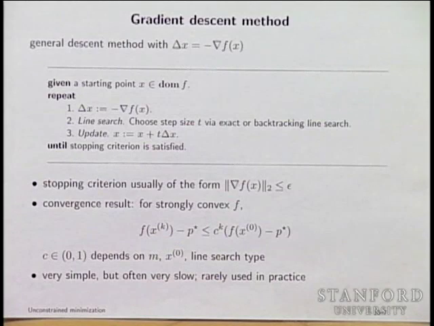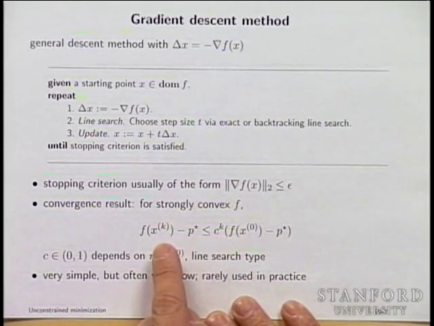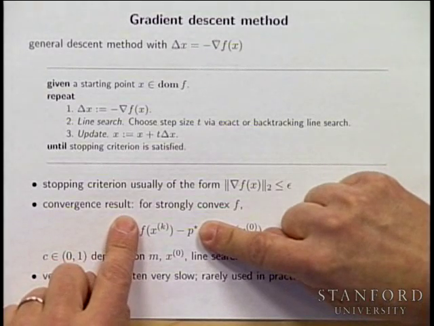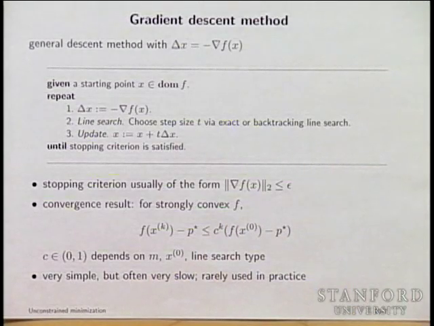With exact line search or backtracking, it just works. And not only that, it converges exponentially. Okay? So that means that your suboptimality, that's the difference between f and the optimal value of f, goes down by a factor less than 1 at each step. Now, that's pretty good convergence, exponential convergence. And usually you'd say, well, that's great.